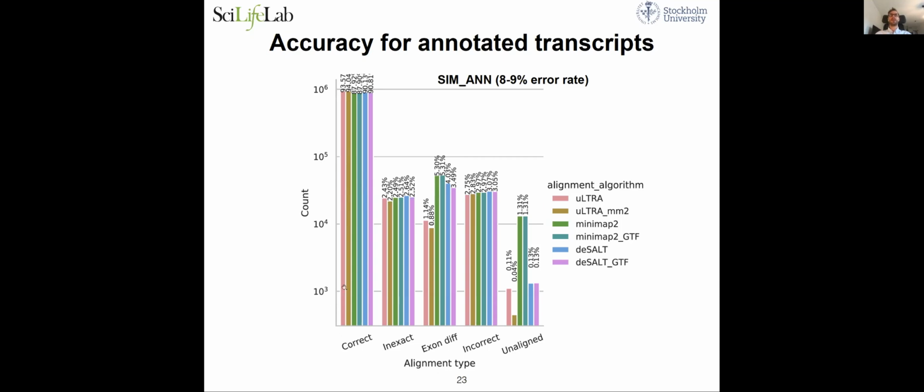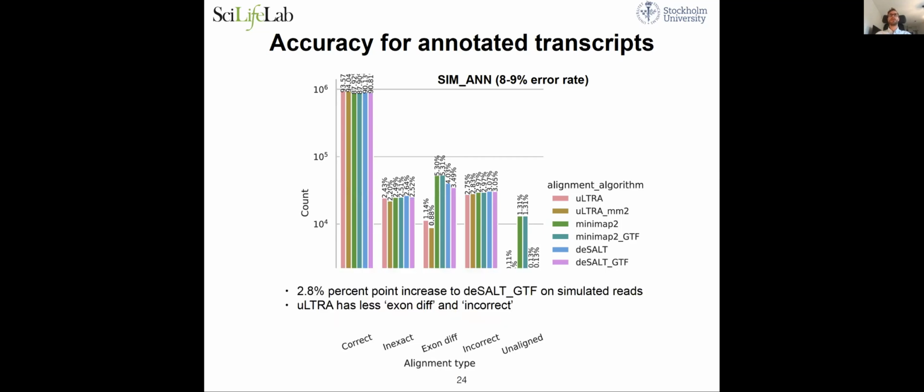So we define an alignment as correct if all the exons are found with an offset of fewer than 15 base pairs. Inexact is if at least one of the splice sites has an offset of 15 base pairs or more. Exon difference is where either one exon is completely missing in the alignment, or a spurious exon is aligned to. Incorrect would be an incorrect genomic location, so the entire read is incorrectly aligned.